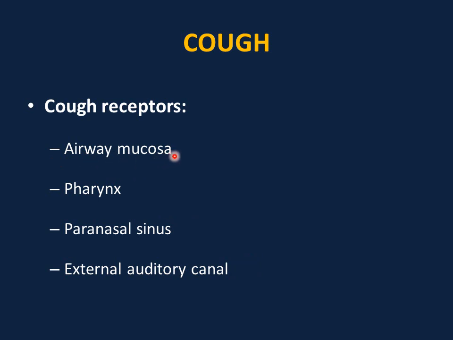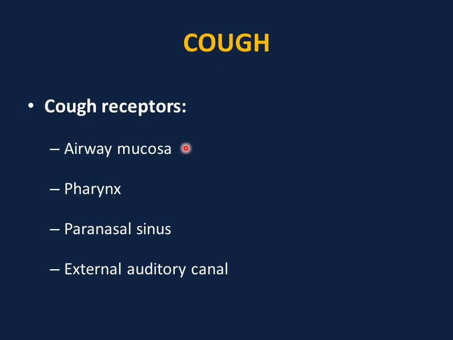For example, patients with allergic rhinitis present with cough because of irritation of the nasal mucosa. Infection of the pharynx can also present with cough. Infection of the sinus, or sinusitis, can present with cough as well. Infection or irritation of the external auditory canal can produce cough. So cough is not only pneumonia.